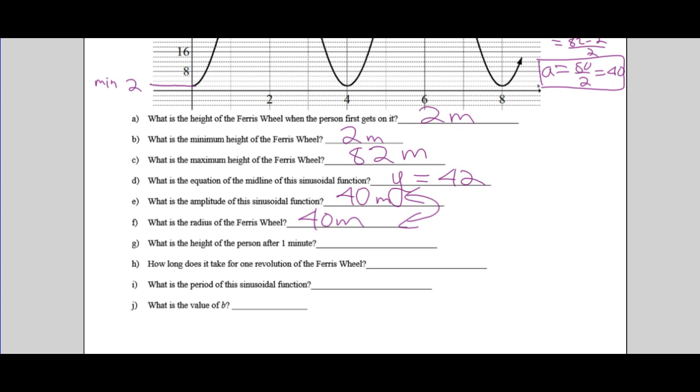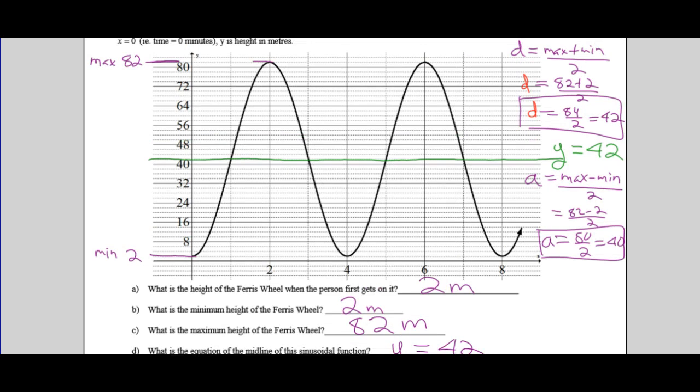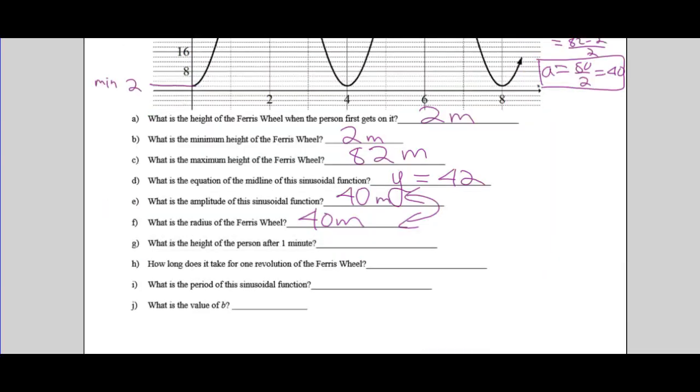What is the height of the person after 1 minute? How are you going to find that? You read the graph. So you go to 1 minute, this is time, you go up to the graph where it hits here, you come across to here, and it's not 40, it's 42. It's a height, so it has units with it, right?